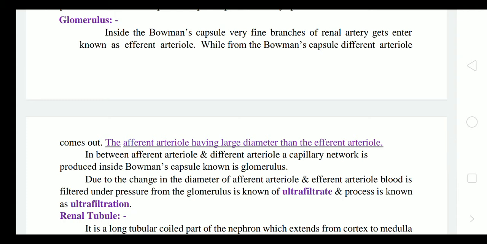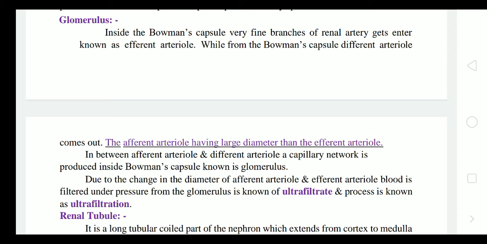Next part, that is glomerulus. Inside the Bowman's capsule, very fine branches of renal artery enter, known as the afferent arteriole, while from the Bowman's capsule, efferent arterioles come out. The afferent arteriole has a larger diameter than the efferent arteriole. There are mistakes in this note: everywhere it is written different arteriole, it must be efferent arteriole.